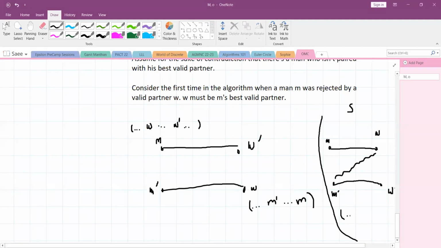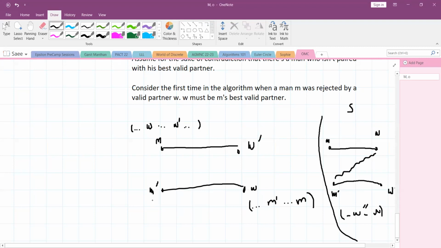So let's write them down. M prime likes W double prime more than he likes W. And that clearly gives us a contradiction. So why is that a contradiction? Because note that W double prime is a valid partner of M prime. Why is W double prime a valid partner of M prime? Because there's a stable matching in which they are paired.